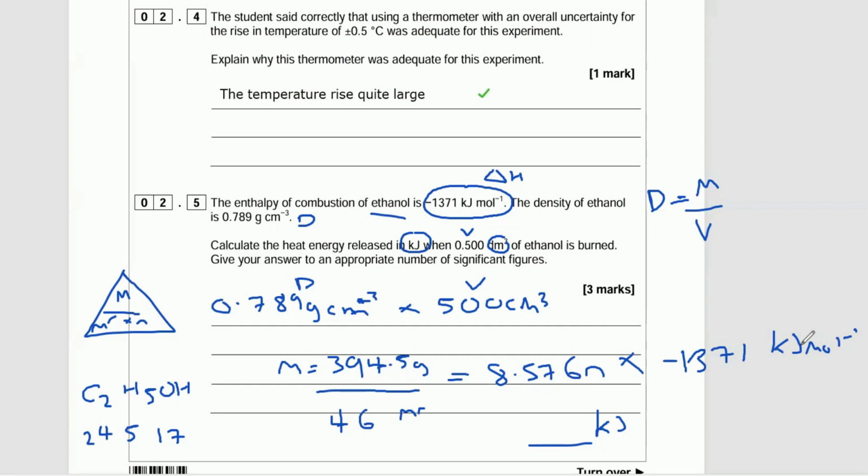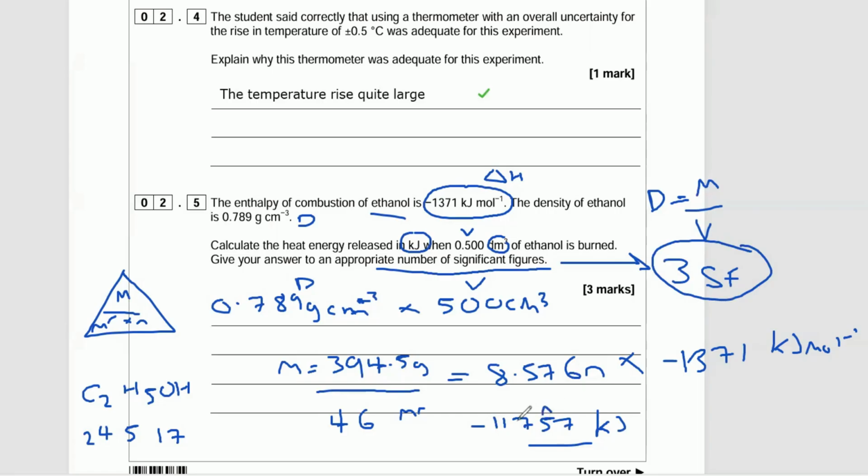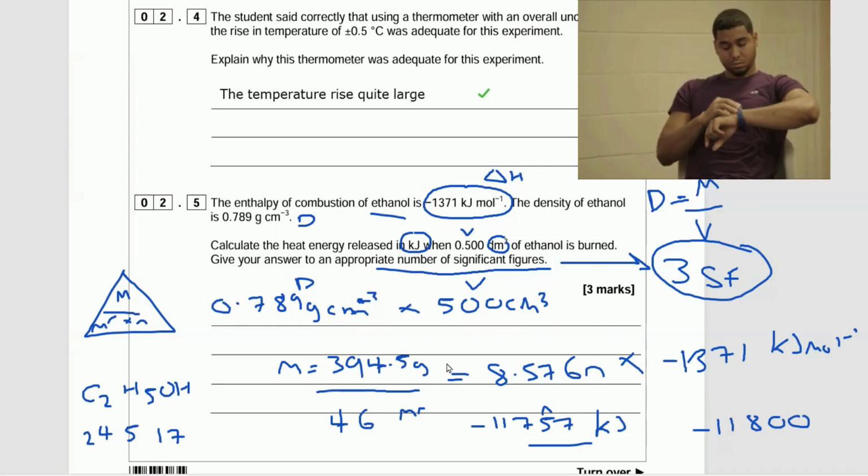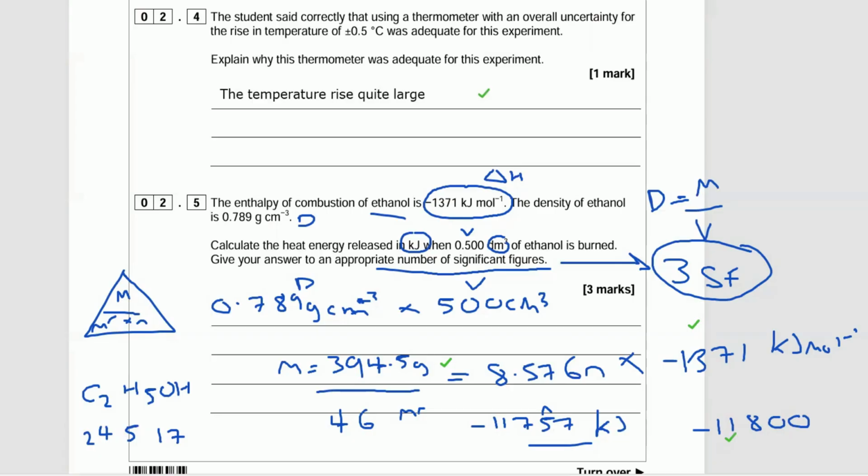What have we got? 8.576 times minus 1371, and that equals, I'm getting my reading, minus 11,757 kilojoules. Now it says appropriate number of significant figures. At A level, they love you to do 3 significant figures, people. So I want to round this to 3 significant figures. That 5 is going to push this up to 8. So it's going to be minus 11,800. We only want the first 3 numbers that are important. They're the 3 significant figures. So it's 11,800 instead of 11,757. There we go. 3 marks.